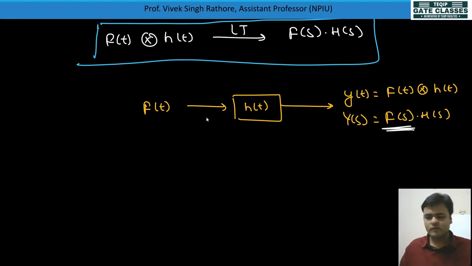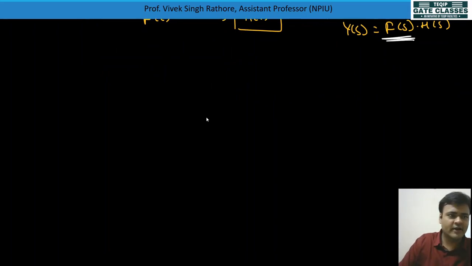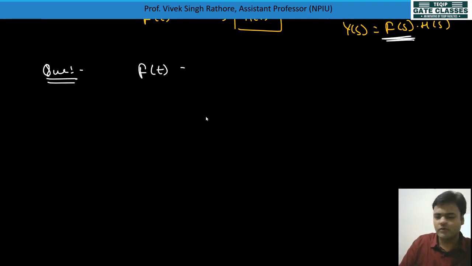Okay, so we'll try to understand with one question. One question will be there. F of t is given to you as e to the power 3t u of t.